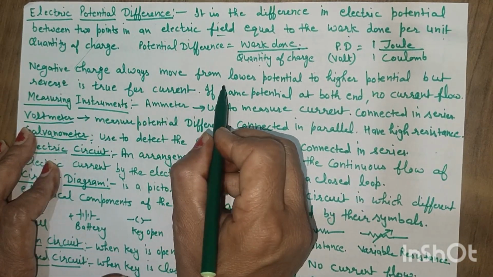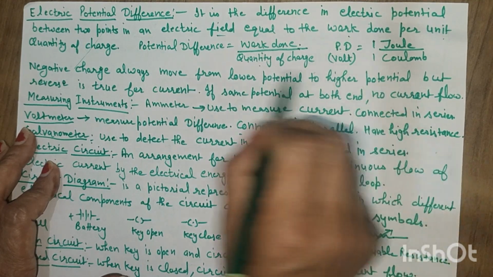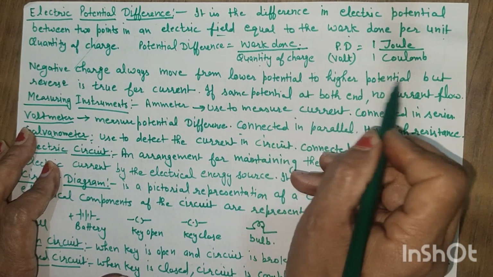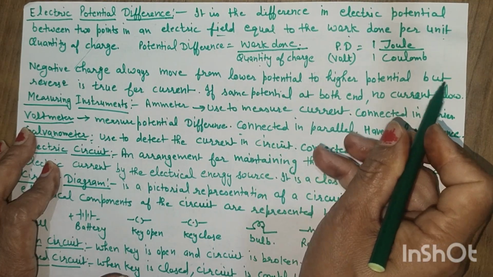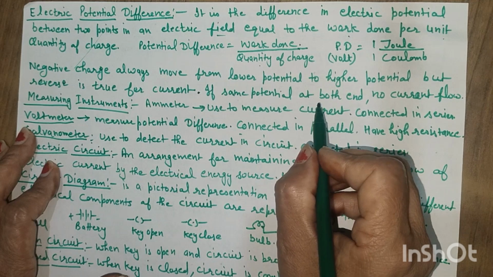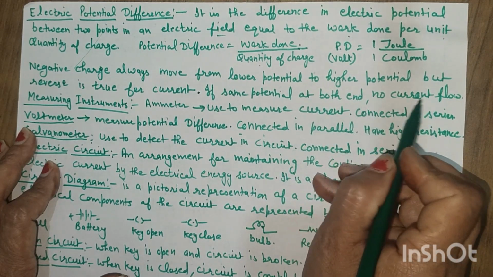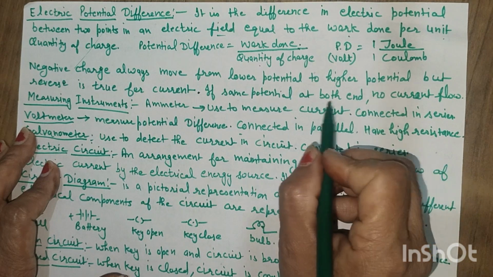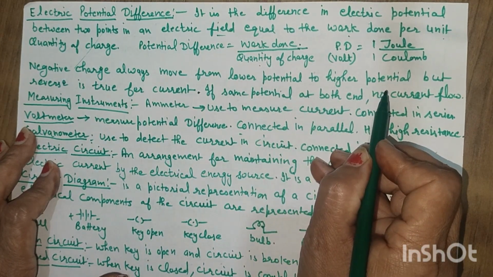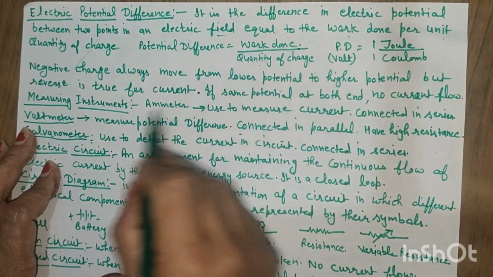Negative charge always moves from lower potential to higher potential, but the reverse is true for the current. If there is the same potential at both ends, then no current will flow. Current can flow only when there is a difference in potential, from lower potential to higher or higher to lower. Only then will current flow.